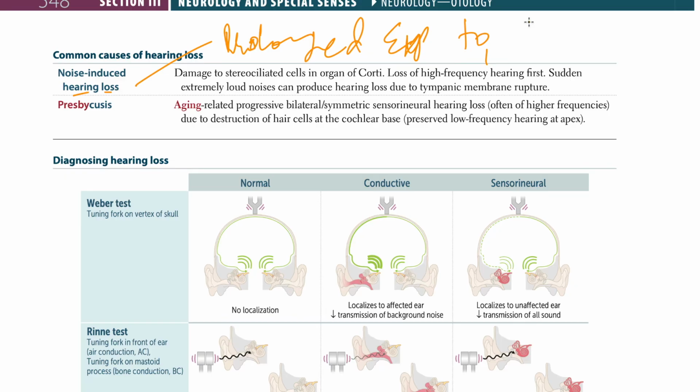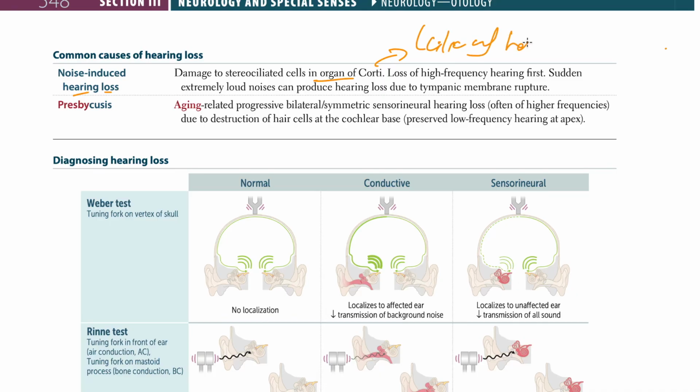Okay, so just remember for this point that you have prolonged exposure to loud noises, and that is just going to damage the organ of Corti, and you will lose the high frequencies first. Let me just mention one last point here. If you recall the organ of Corti, it's the cilia of the hair cells that keep on hitting the tectorial membrane.